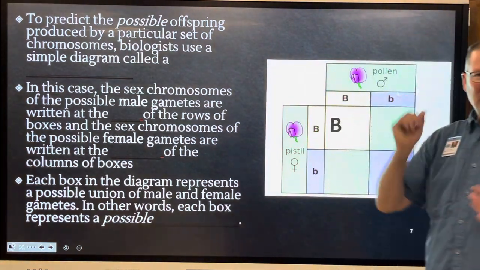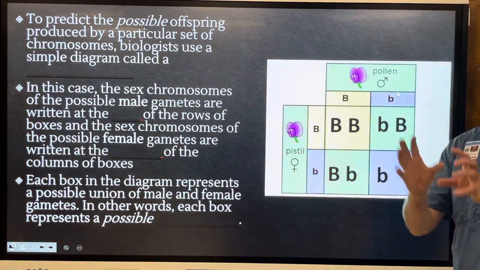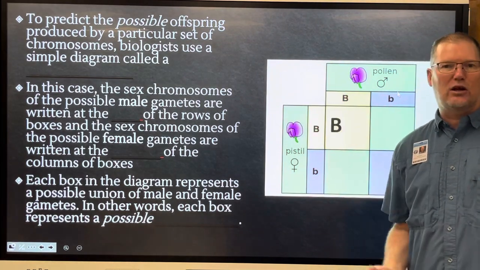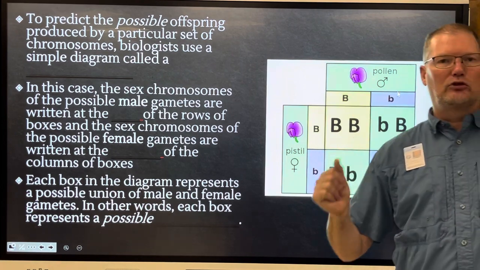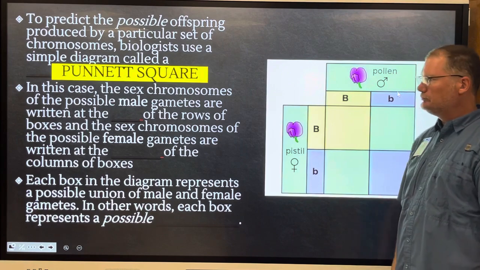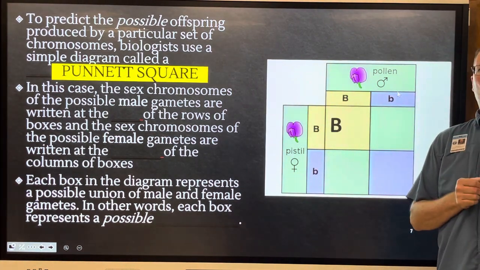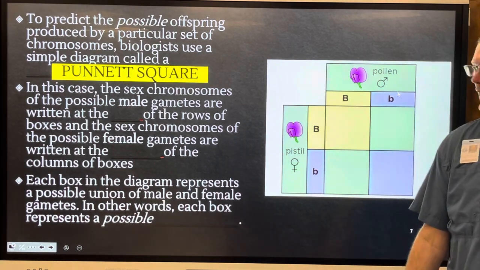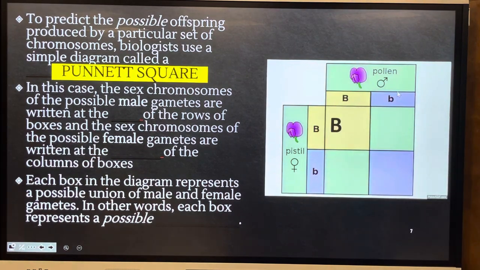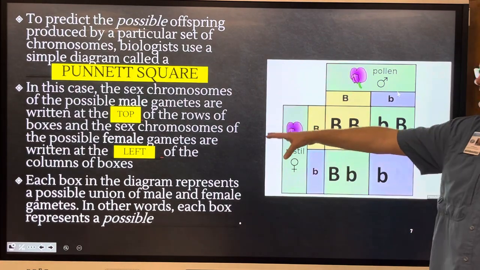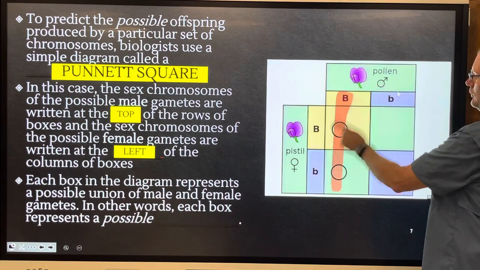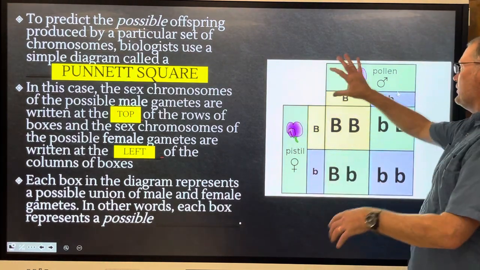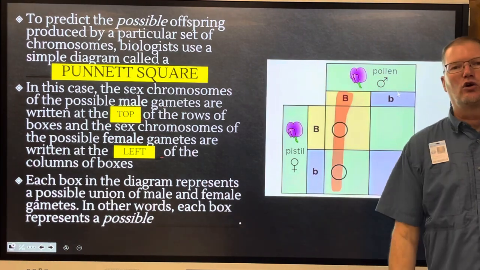Okay, so this is predictable. The probability of having a male or female, or a baby with blue eyes or brown eyes, or tall or short, or whatever genetic trait you're looking for, is actually able to be determined by using this tool called a Punnett square, this tool right here. Now, in your notes, you're going to have lots of opportunities to practice using a Punnett square, because this is a big part of this section of this unit, okay? So in this case, the sex chromosomes of the possible male gametes are written on top, and the possible ones for the female are written on the left, okay? So male symbol, female symbol, but it doesn't always have to be like that. I typically write them the same way each time. It's not necessary, but I typically put the male at the top and the female on the left, just so there's no confusion, okay?